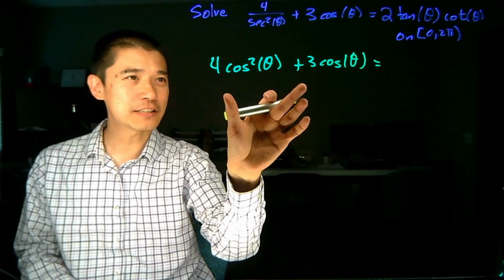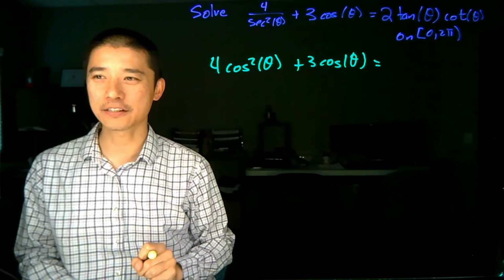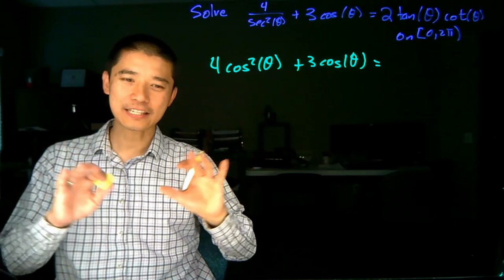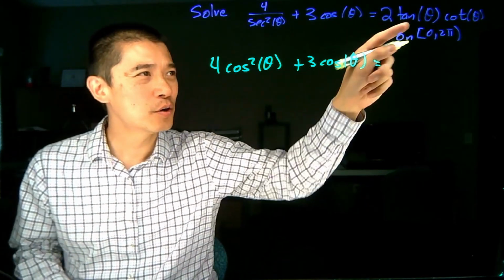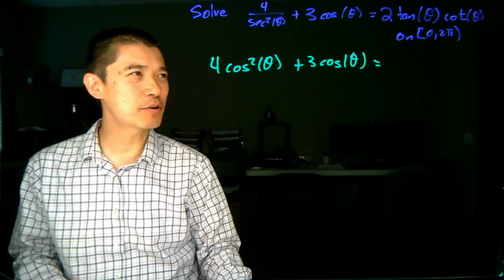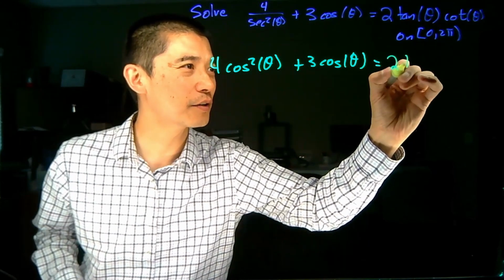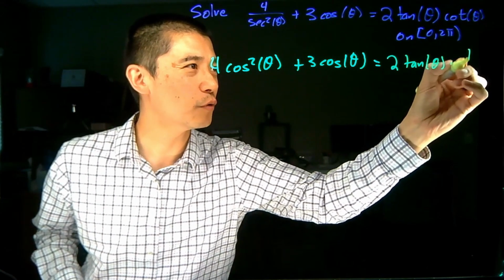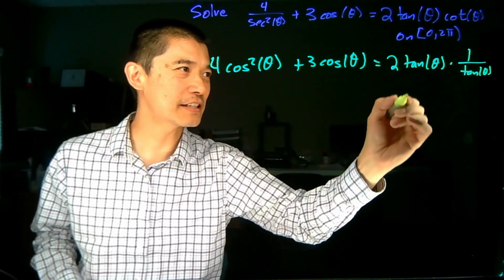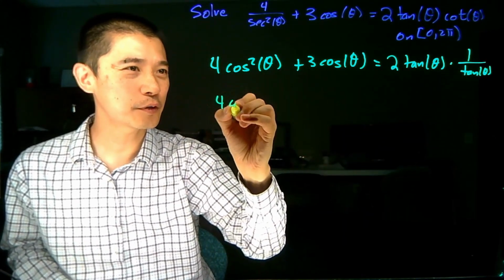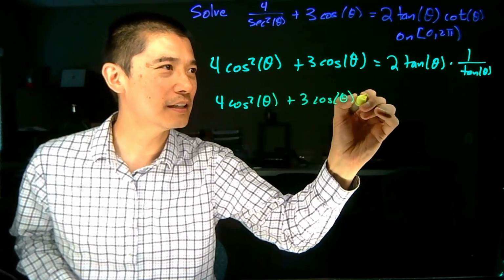Before we talk about the right-hand side, notice that this left-hand side has simplified significantly already by just recognizing that one substitution. You may not see it all at once, but as long as you're making forward progress, that's a good sign. What can we do with this? 2 tangent theta times cotangent theta. Well, once again, we can draw on the reciprocal identities because cotangent theta is just 1 over tangent theta. And so that substitution allows us to cancel out the tangent thetas. And so we have 4 cosine squared theta plus 3 cosine theta is equal to 2.